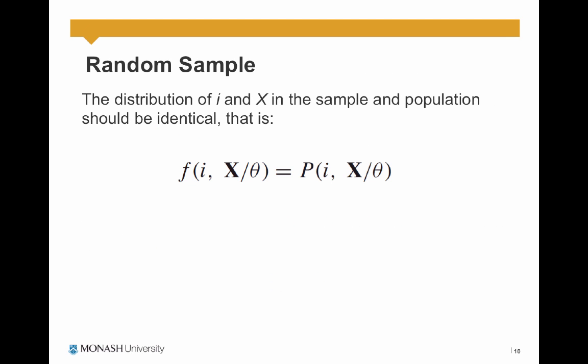So how can we formulate a random sample? In a random sample, we must make sure that the joint distribution of I and X in the sample is identical to the joint distribution of I and X in the entire population. Therefore, on the left-hand side of the equation, you have the joint distribution of the sample. Remember, sample was represented by F. And on the right-hand side, you have the joint distribution of I and X in the entire population. We have it represented by P. So the joint distribution of I and X in the sample is equal to the joint distribution of I and X in the entire population. And that's the definition of a random sample.